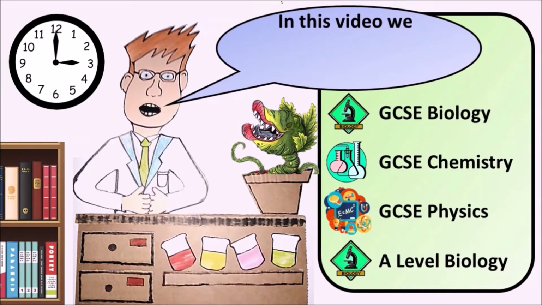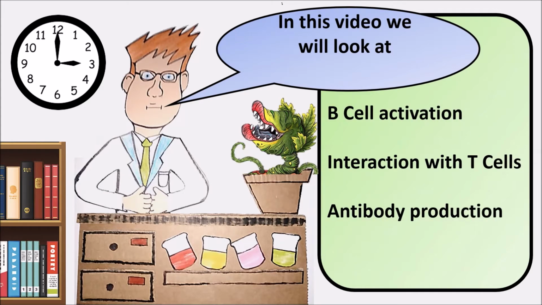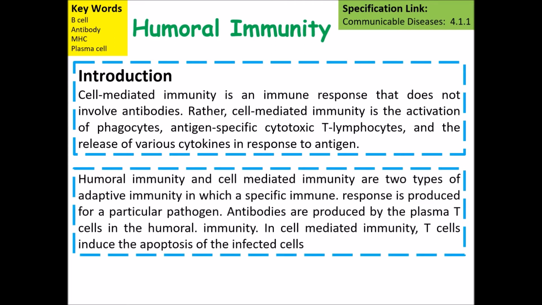In this video we will look at interaction with T cells, antibody production and general B cell activation. Humoral immunity and cell-mediated immunity are two types of adaptive immunity in which specific immune systems in your body act. Antibodies are produced by B cells, which respond to helper T cells.